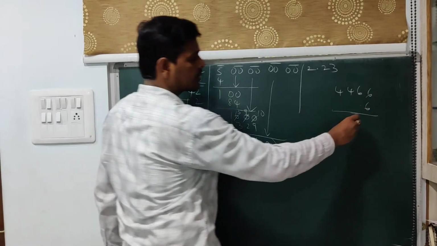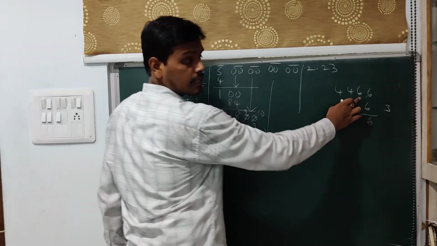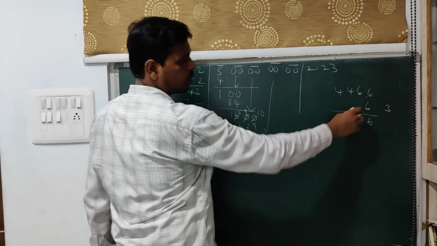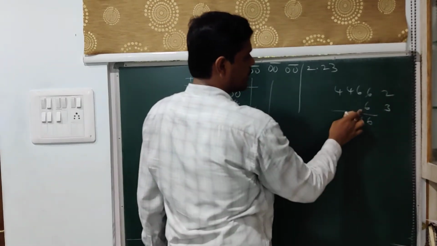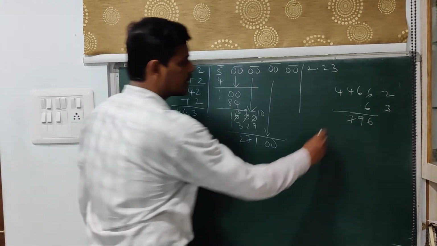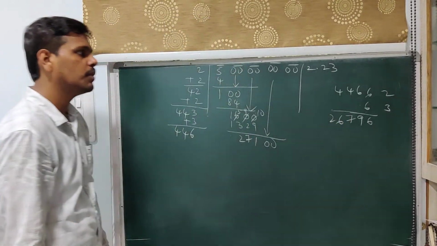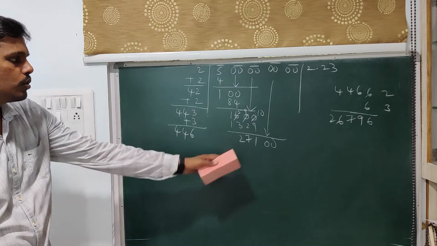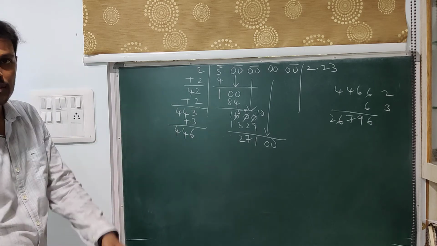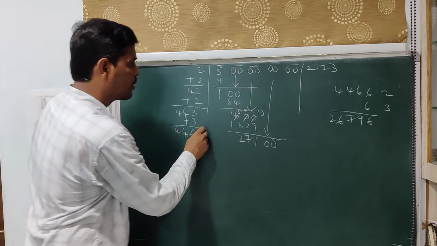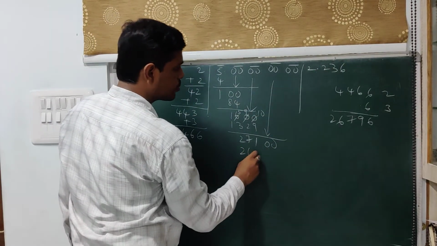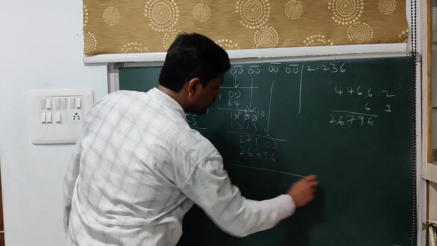6, 6 are 36. 6, 3. 6, 6 are 36. 36 plus 3 is 39. 6, 4 are 24. 24 plus 3 is 27. 6, 4 are 24, 25, 26. Now that will be rather closer. 2, 6, 7, 9, 6 is closer to 2, 7, 1, 0, 0. So that is the reason I am going with 6 here. So write 6 here. So this is 2, 6, 7, 9, 6.